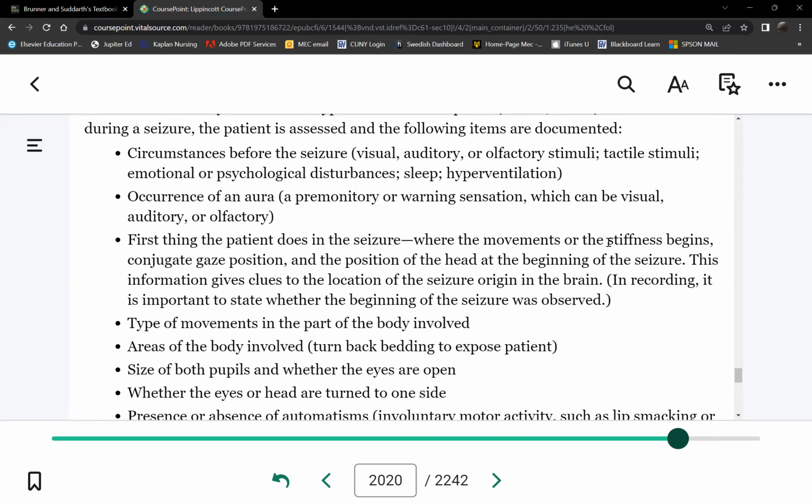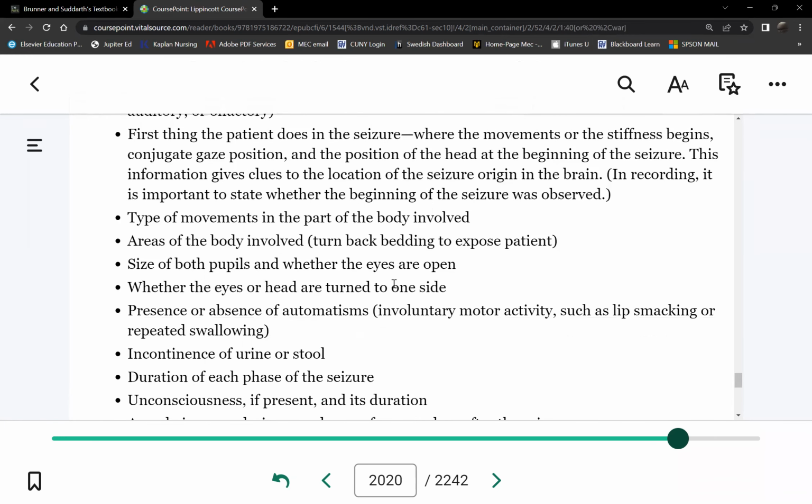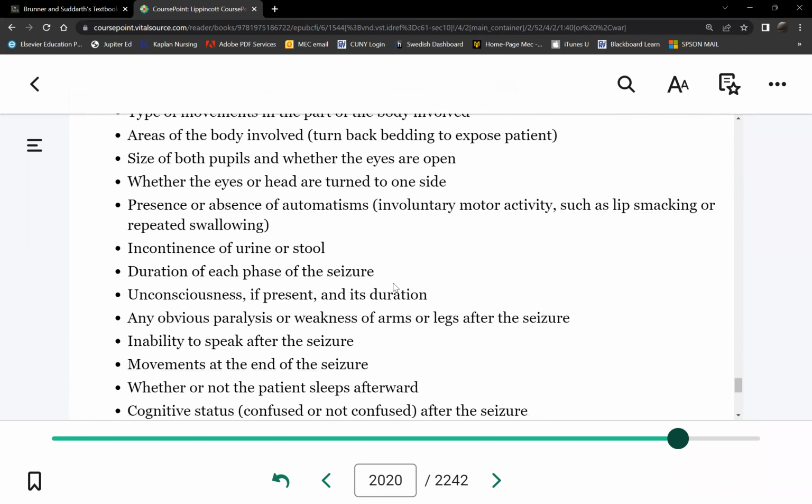All the muscles contract, resulting in low oxygen in the body because all the oxygen is consumed by the muscle contraction, then followed by the clonic phase, the jerking motion, and then of course the post-ictal phase, which can last between 30 minutes to several hours depending on the patient.